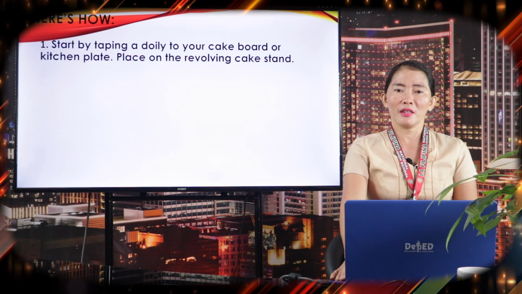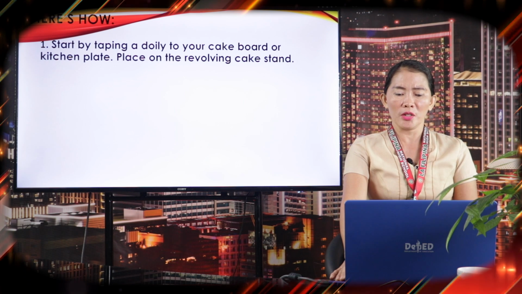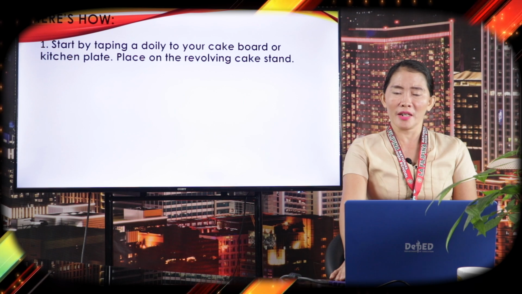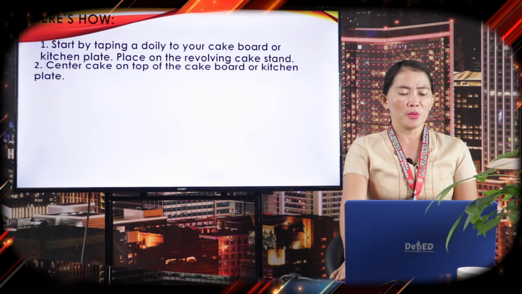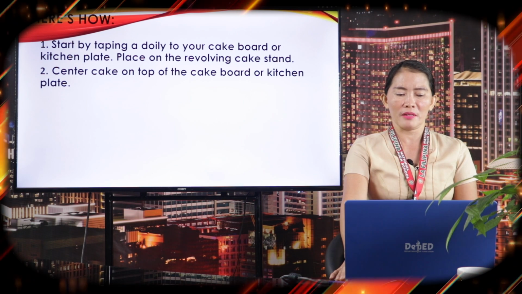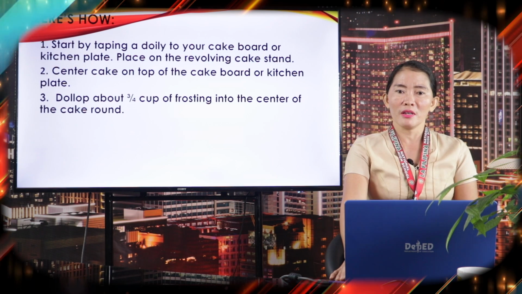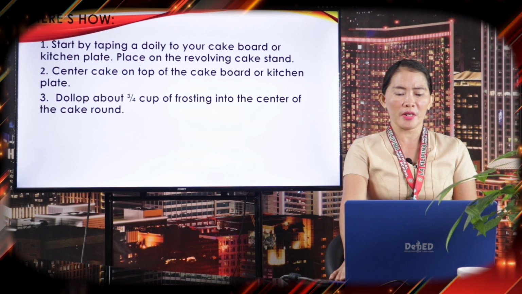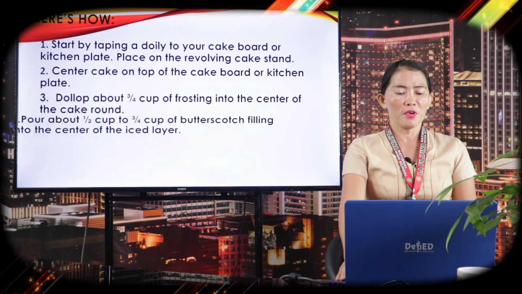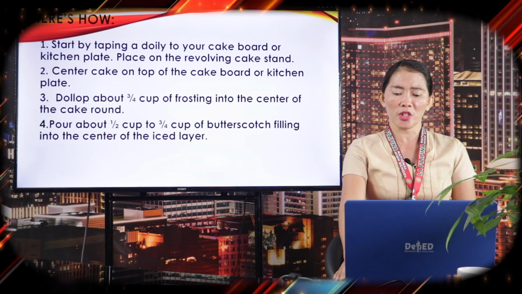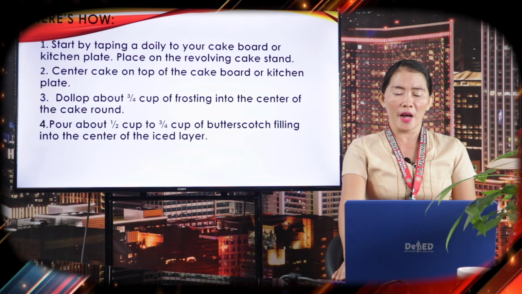So, here's how. First is, start by taping a doily to your cake board or kitchen plate. Place on the revolving cake stand. Number 2, center cake on top of the cake board or kitchen plate. For number 3, dollop about 3/4 cup of frosting into the center of the cake round. Number 4, pour about 1/2 cup to 3/4 cup of butterscotch filling into the center of the iced layer.